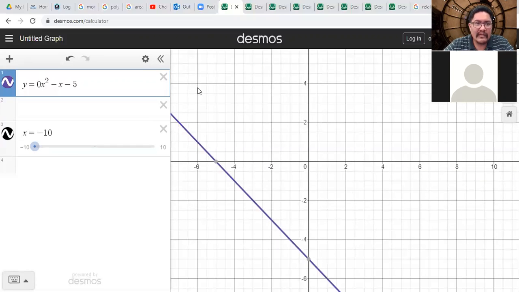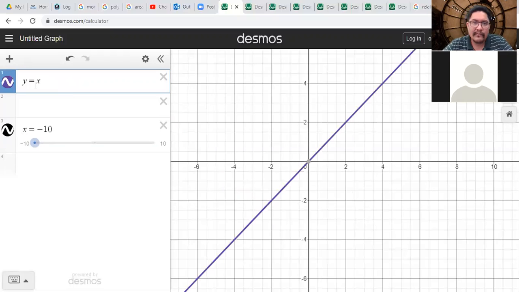All right, but anyway, let's graph our parent function for linears, and that is going to be y equals x. And like I said, it goes through the origin, 0, 0, because there's no y-intercept, up 1 over 1, up 1 over 1, up 1 over 1.